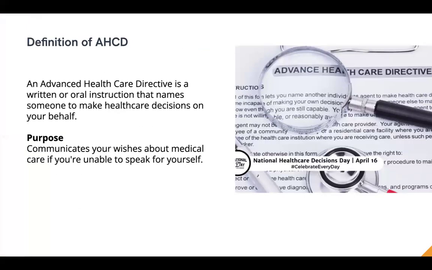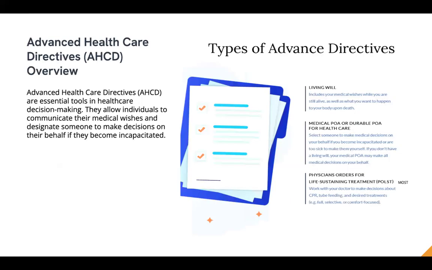Okay, so that leads us into advanced healthcare directive. An advanced healthcare directive is written or oral instructions that name someone to make healthcare decisions on your behalf. In Colorado, oral is accepted under certain circumstances, and I'll talk a little more about that later in this presentation. The purpose of advanced healthcare directives is to communicate the person's wishes about medical care if they're unable to speak for themselves. And this line by itself, if you're ever uncomfortable having this conversation with residents, is one that you can use in order to provide education and training to them.